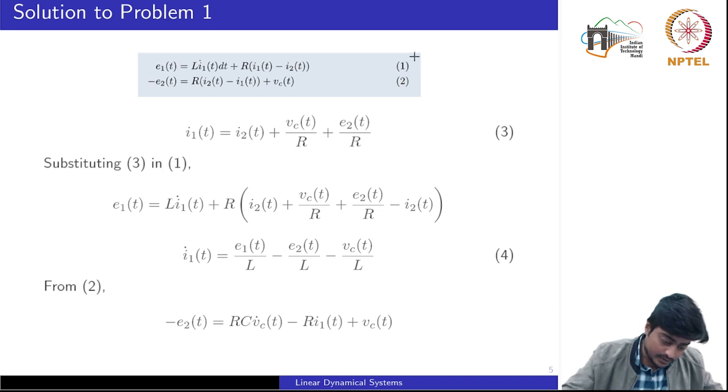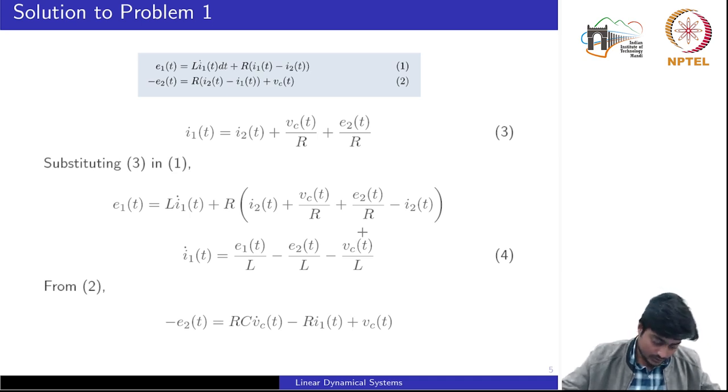Proceeding forward, using these two equations with just a simplification, we can write I1 is equal to I2 plus VC by R plus E2 by R. Then substituting this third equation into the first equation, we obtain this one. All these steps we are doing so that we could have the first derivative of the state variable on the left hand side. After some simplification, we get the first derivative of the first state, which is I1, or equal to IL, and on the right hand side we have a function of the inputs E1, E2, and another state VC.